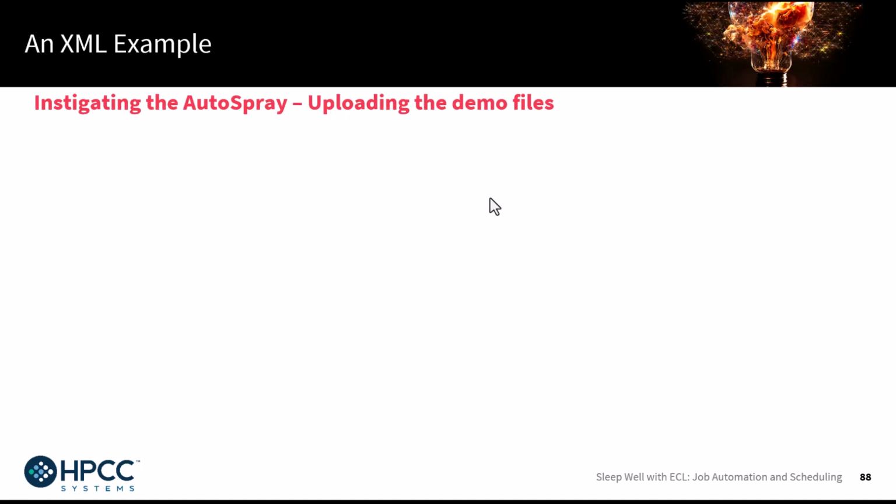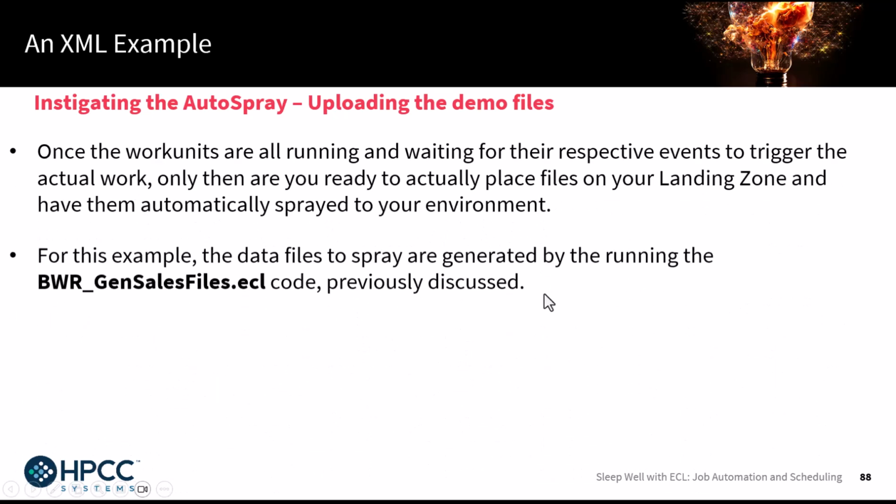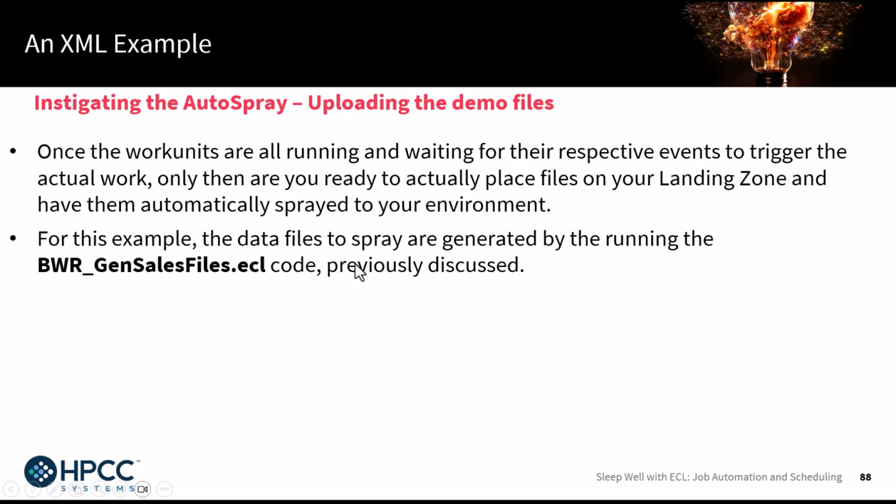Okay, so to wrap this up, remember we started this XML demo by running this file called BWR_gen sales file. So the sequence of events is in your code repo, you'll have a BWR spray files, BWR process files. Run the process files first, then run spray files. It'll put it into the event scheduler. Then run your BWR_gen sales files.